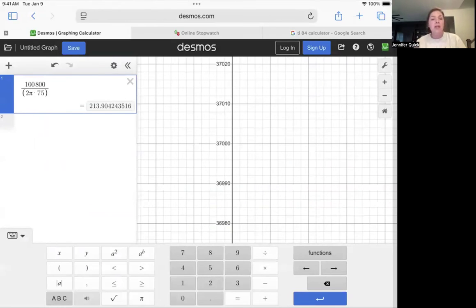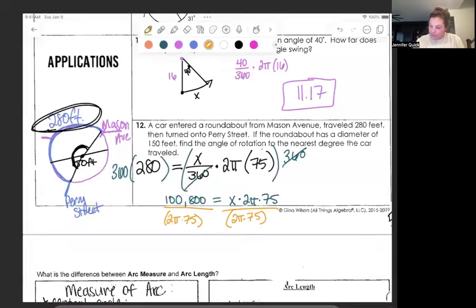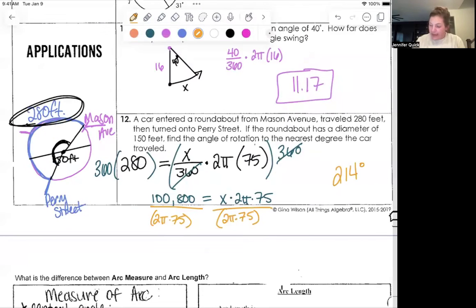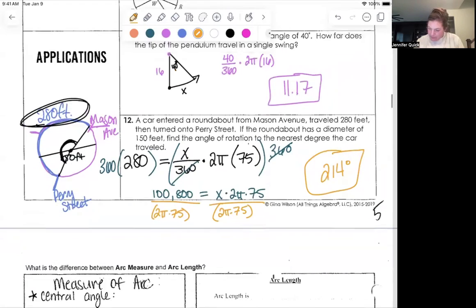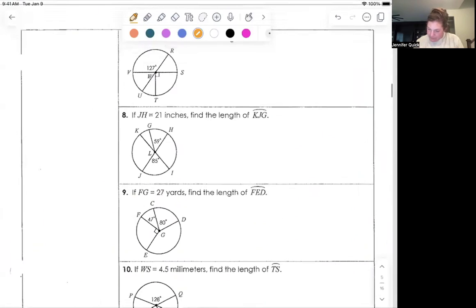213.9. The directions, if we go back and read, ask us to round to the nearest degree. So 214. And I love this question because it actually makes you have to use your little noggin. Perfect. All right.